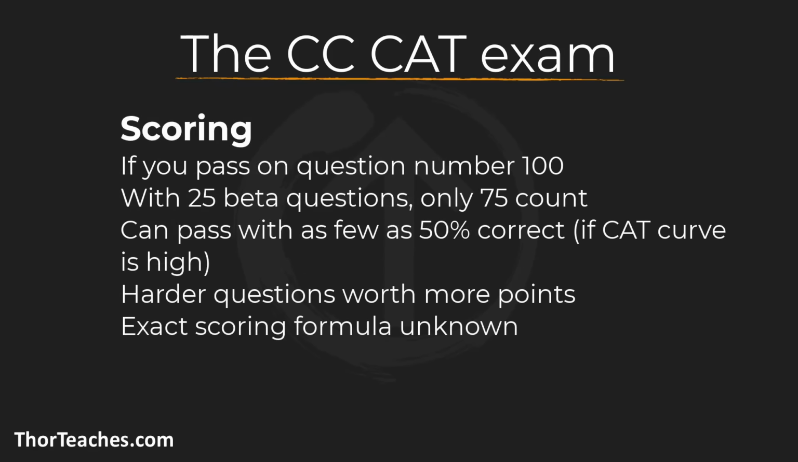Let's say you pass on question 100, and out of those 100, 25 are beta questions. So really, you only needed to answer 75, or in actuality, enough weighted questions correctly out of those 75 to pass the exam. While we don't know how the scoring works exactly, ISC2 has said you can answer as few as 50% of the questions right and still pass the exam. This is obviously assuming that you got the CAT curve right in the beginning, you answered those high point questions right. But like I said, if you get enough high point questions, as low as 50% have to be correct.